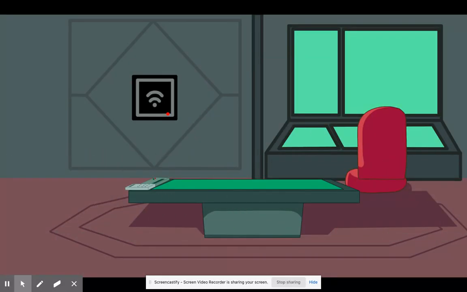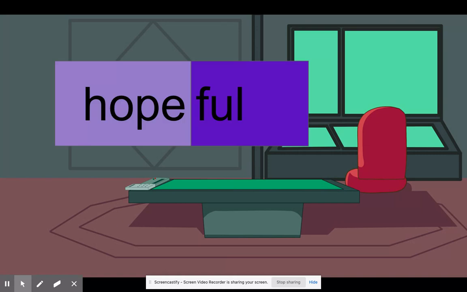Let's look at another example. Hopeful. If you're hopeful, you know what hope is. We have a lot of hope, don't we? If you're full of hope, you're hopeful.